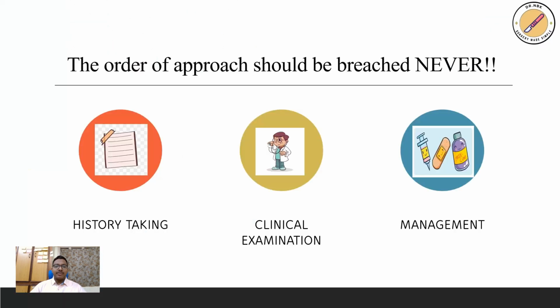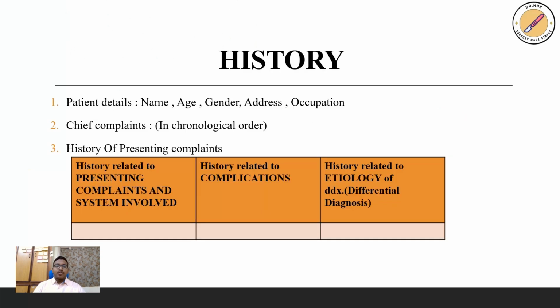Okay, so the first one is, at the outset, I'd like to tell that the order of approach to any clinical case should never be breached. It should be followed in an order. First we should take history, we need to ask certain questions and we need to derive some information. Then we need to proceed with clinical examination. Then at the last, we'll go for management. Okay, so this order should never be breached. So the first one is history taking.